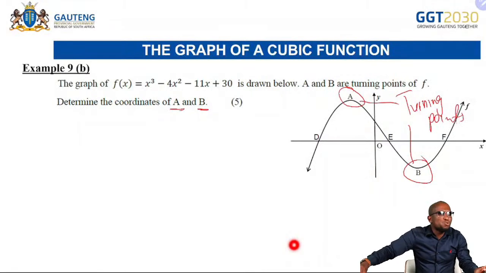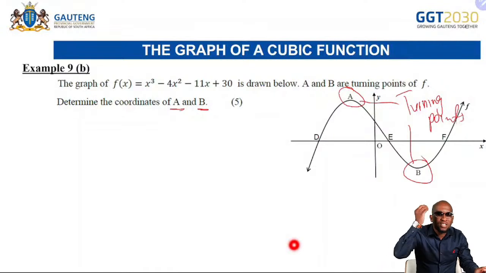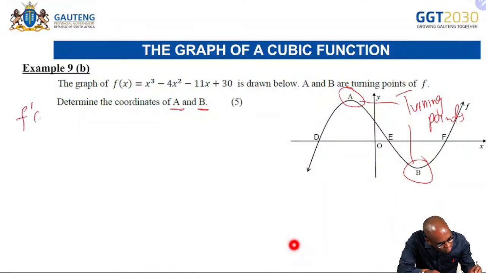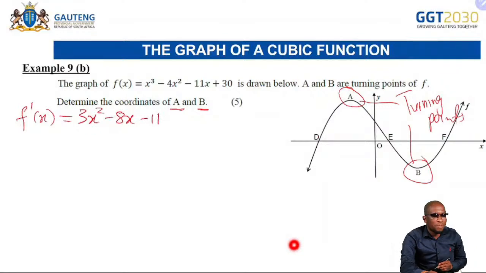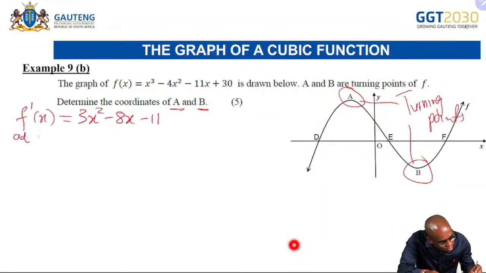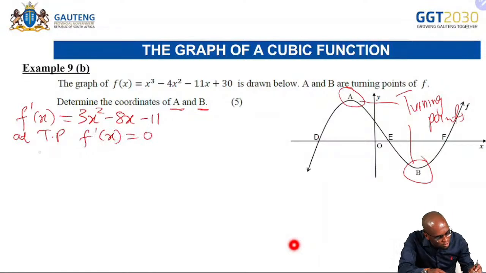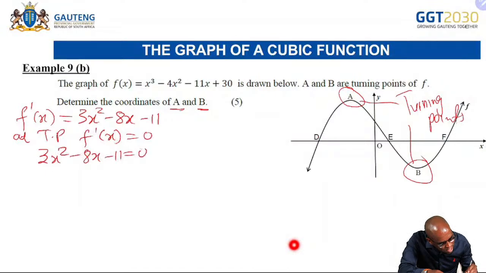The turning point. And we know for us to be able to determine the turning point, we need to differentiate and set our derivative to be 0, because at the turning point the gradient is 0. So I will first find the gradient function. This would be 3x squared minus 8x minus 11. That would be my gradient function. But we know at the turning point the gradient function is equal to 0, because the gradient at the turning point is 0, which means that 3x squared minus 8x minus 11 is equal to 0.